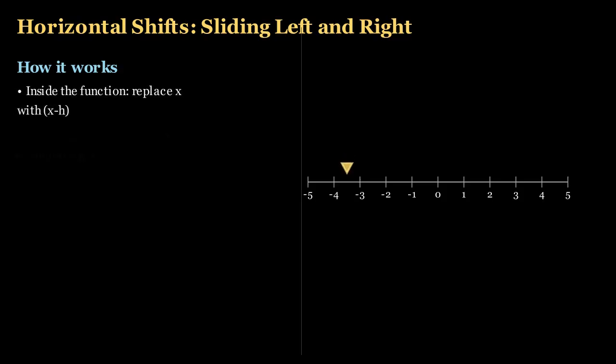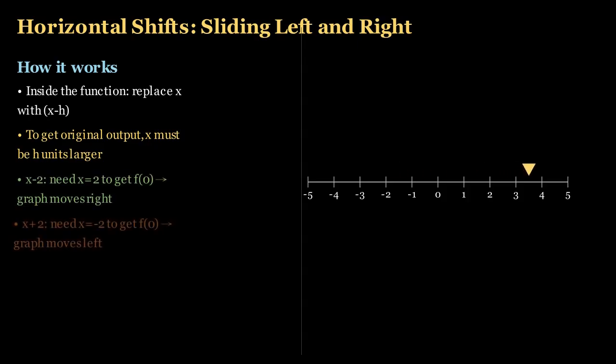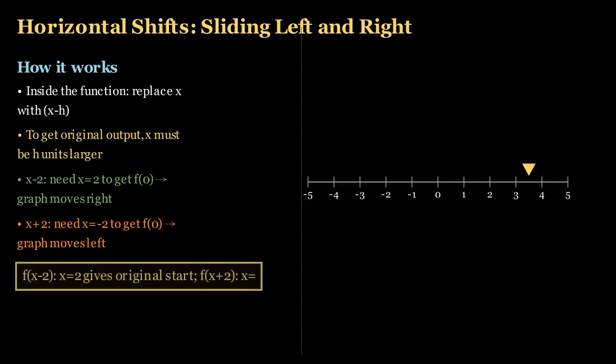For the square root parent, the starting point was at x equals 0. In f of x minus 2, you need x to be 2 to get the square root of 0. So the whole curve has moved 2 units to the right. For f of x plus 2, you need x equals negative 2 to get that same 0, so the graph shifts 2 units left. The graph chases the input that restores the original output.